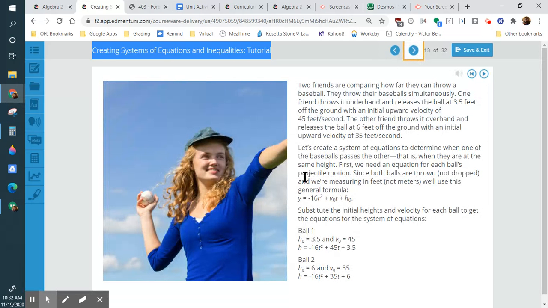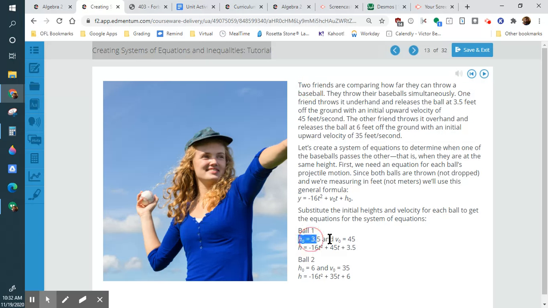All right, so we're going to be talking about two balls here. The first one is being thrown up in the air. So that's how we measure the height. The second ball is also being thrown, but at a slower velocity. So they're throwing it slower but higher. This one's being thrown faster but from a lower height.